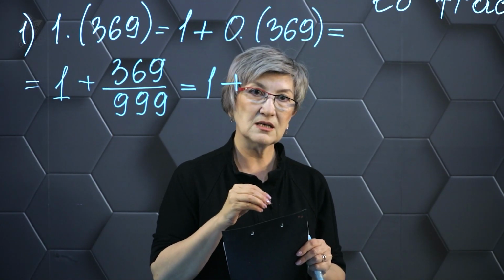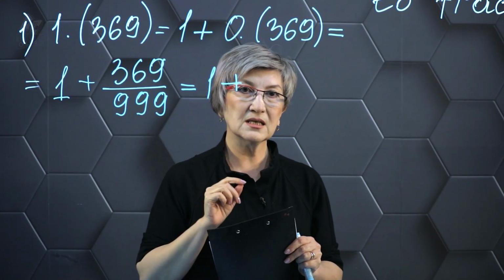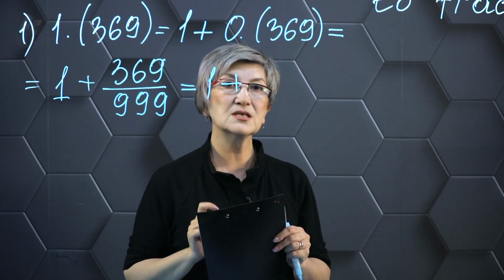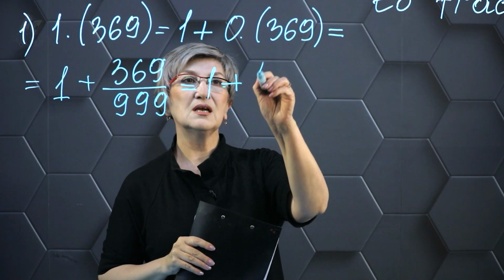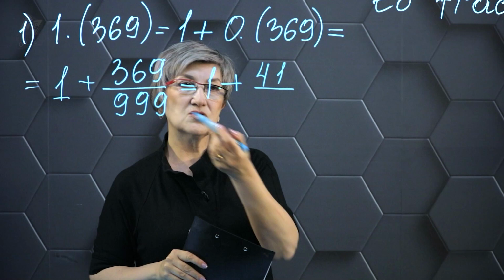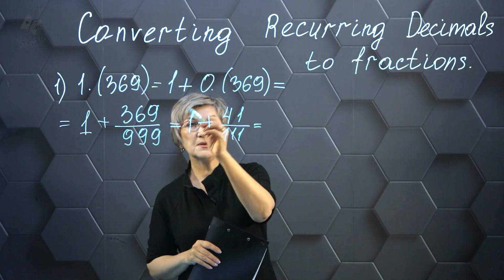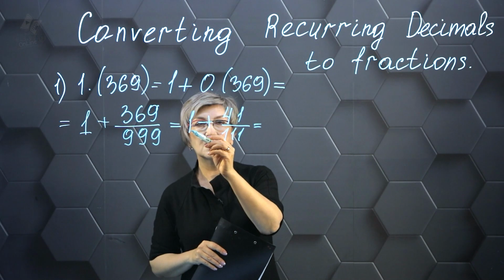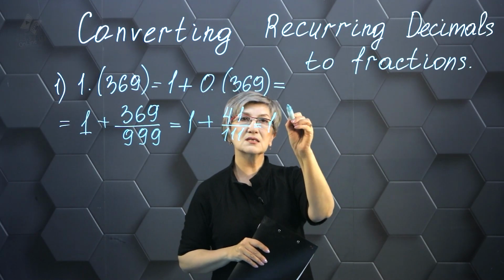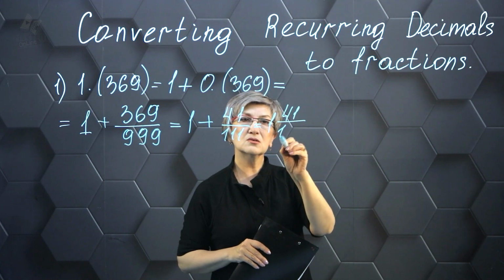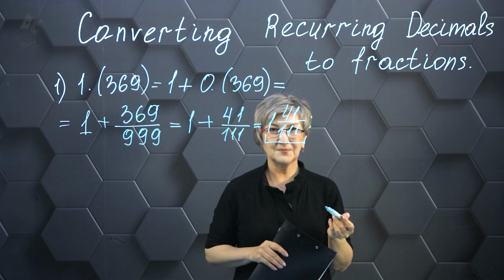27 is also divisible by 9, so both the numerator and the denominator are divided by 9, and the result is the following fraction. 369 divided by 9 is 41, and 999 divided by 9 is 111. And now we can find the sum: 1 whole and 41/111. That's 1 whole, 41/111. That will be our answer.